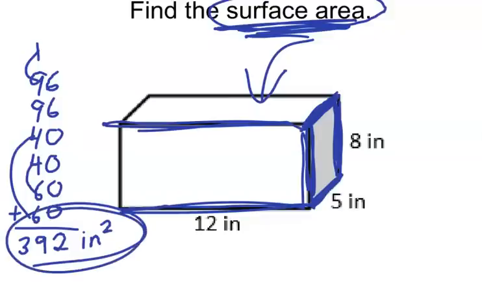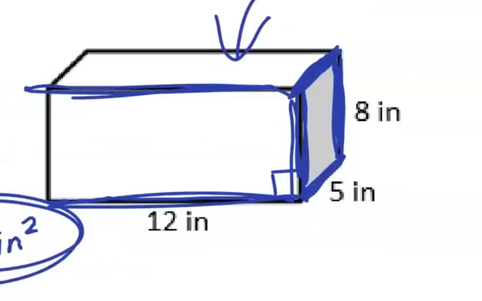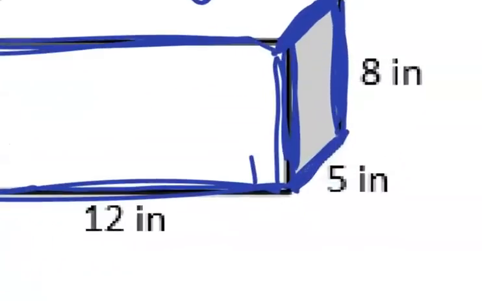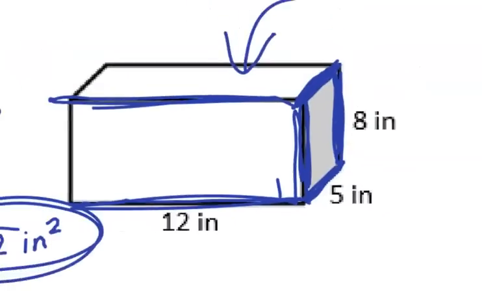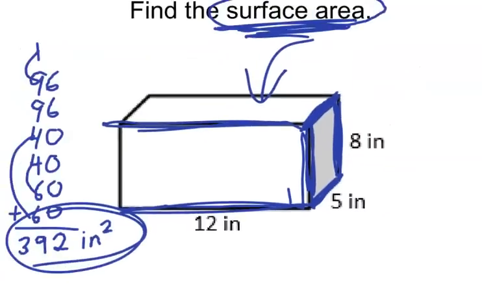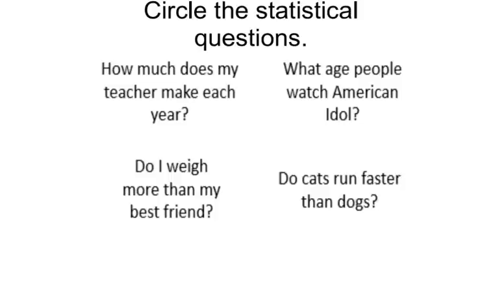So the surface area for this rectangular prism is 392 inches squared. Once again, it would just be 1 inch by 1 inch squares all over this box. So there's our answer for that one. It is 392 inches squared.